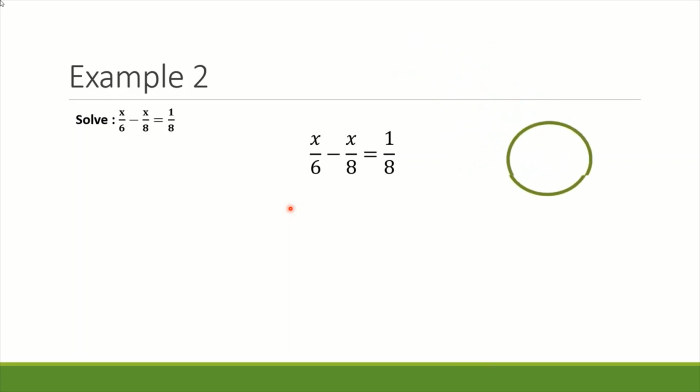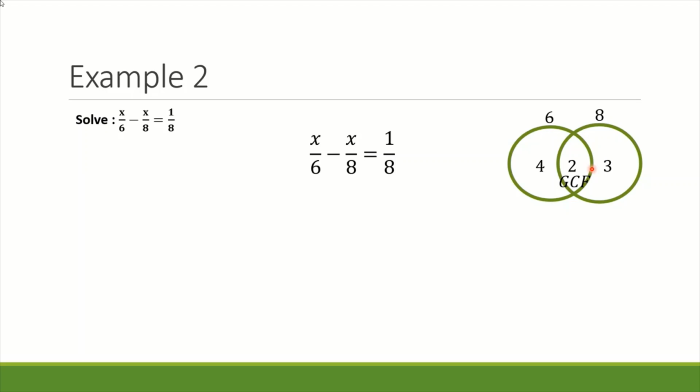So let's first find the LCD. Looks like the only denominators here are 6 and 8. So let's first find the GCF of 6 and 8, which is 2. And then to find the LCD, we just ask, okay, what times 2 will give me 6? 4. Did I reverse it? Should be 3. I did reverse it. So this should be 3, and this should be 4. And that gives you 24 for the LCD.